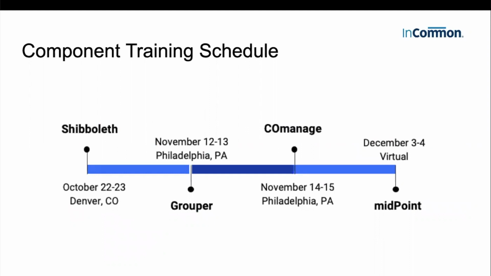In case you are interested in training, here is the full schedule. We're kicking off Shibboleth in Denver in October, hosted at UC Denver. Temple University has stepped up and they will be hosting both the Grouper and co-managed training together in 1 week. We thought it was nice to be able to offer 2 courses in 1 week so that we can help to reduce some of the travel budgets out there.